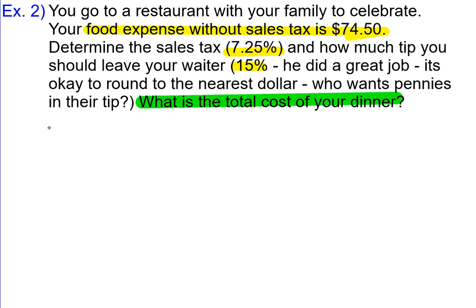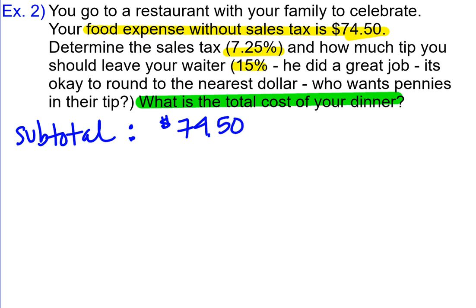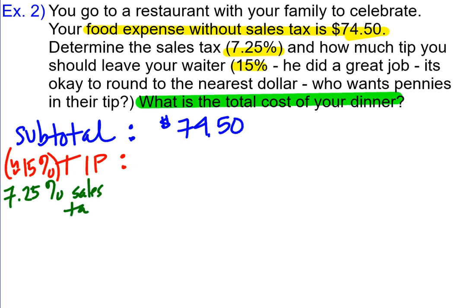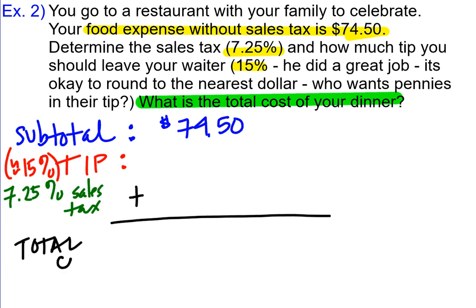So let's set up what we have. We know that we have a subtotal for our dinner. So we know the subtotal for our dinner was $74.50. What we're going to need is to find how much is the tip, and we said that we're going to be approximately 15%. We're going to estimate that a little bit. And then we're also needing to find the sales tax, which is at 7.25%. That's going to be our sales tax. And then when we get all of these numbers together, we're going to add them all up, and we're going to end up then with our total cost, or what our bill would have reflected, how much we spent with our family. So that's what we're going to try and find.